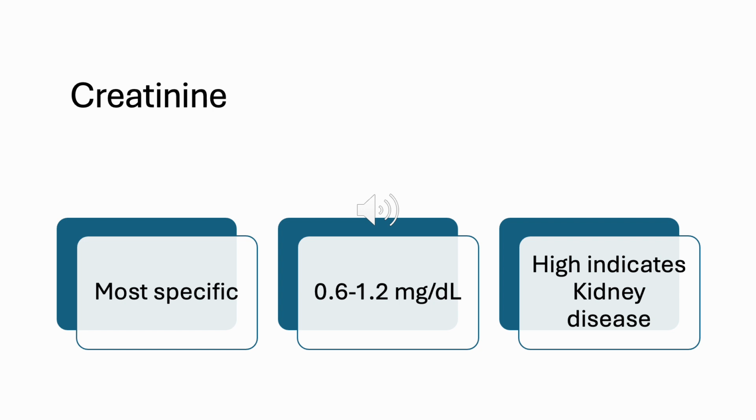The creatinine is the most specific lab for renal function because it's released in your body at a constant rate. So, kidney disease is really the only reason somebody would have a bump in their creatinine. The normal is 0.6 to 1.2. And high creatinine indicates kidney disease.